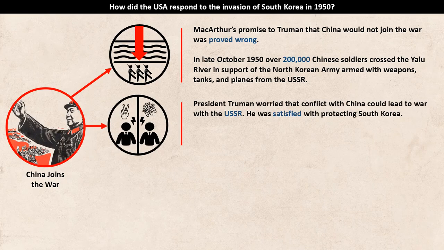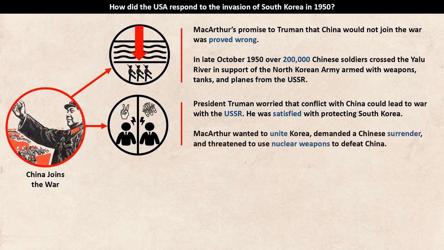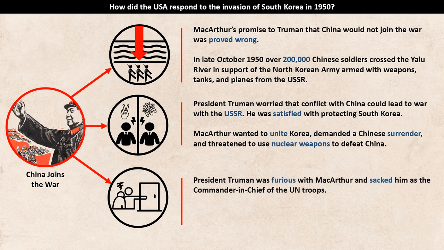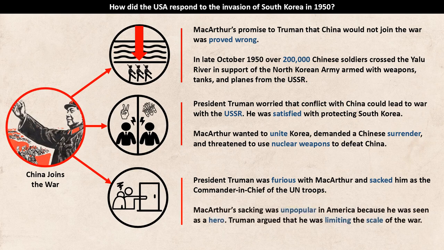Now at this point, MacArthur and President Truman clash. Truman was worried that conflict with China could lead to a bigger war with the USSR, and he was satisfied that America and the UN had done their job. They had protected South Korea. But MacArthur, on the other hand, wanted to unite Korea. He saw an opportunity for glory. He demanded that the Chinese should surrender, and he also threatened to use nuclear weapons to defeat China. And it was at this point that Truman had enough. President Truman was absolutely furious with MacArthur and sacked him as the commander-in-chief of the UN troops.